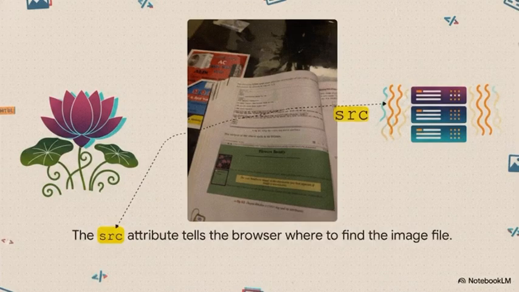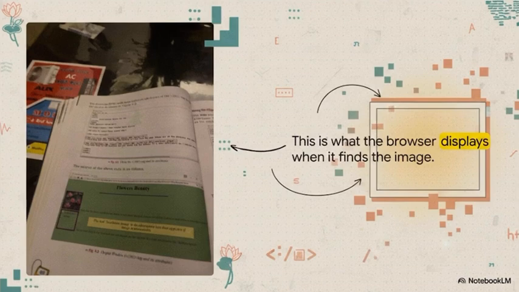And the number one most important attribute you need to know is SRC. It just stands for source. If you look at the code here, you can see SRC is pointing to a file called lotus.jpg. Just think of it like an address that tells the browser exactly where to find the image. And boom, just like that, the browser follows the SRC path, finds lotus.jpg, and this is what you get. The code literally becomes the picture. It's that direct cause and effect that makes coding so satisfying, right?